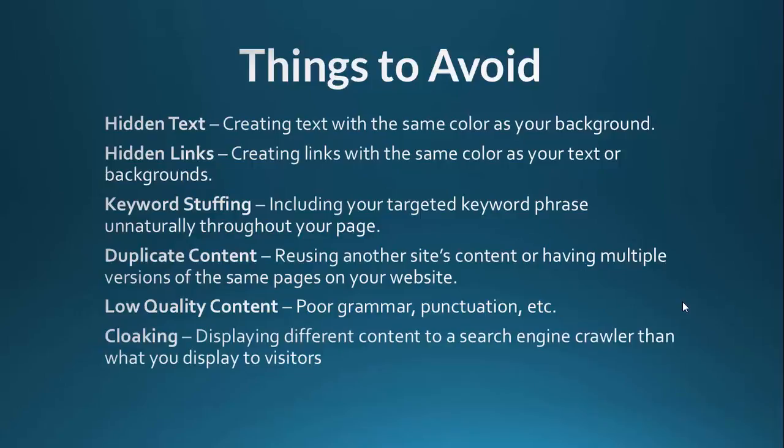Lastly, there's a practice called cloaking, which is displaying different content to a search engine crawler than what you display to visitors. It's pretty similar to doing hidden text or hidden links, but it's just a more technical way to do that. So again, any content you're displaying to visitors should be shown to search engines, and any content you're showing to search engines should be presented to visitors as well.